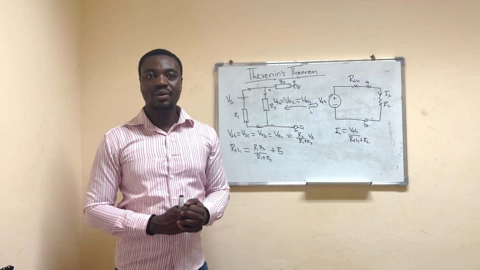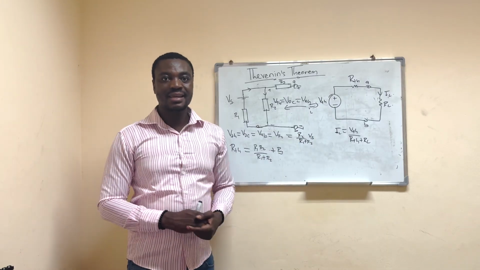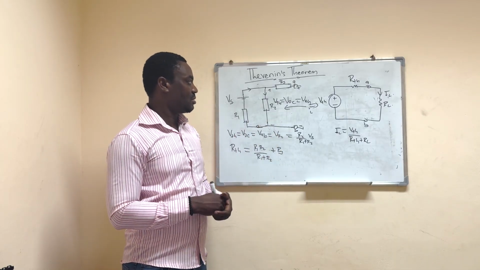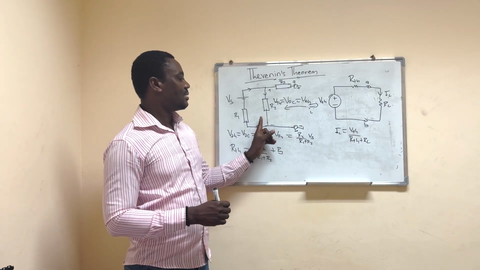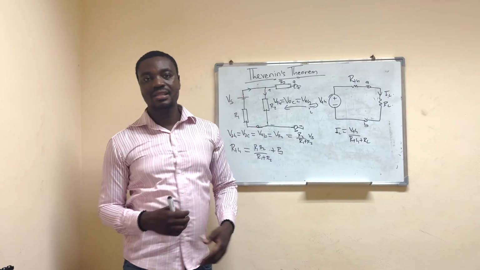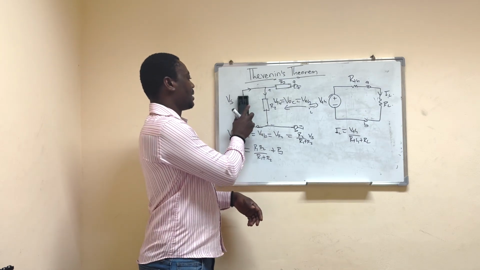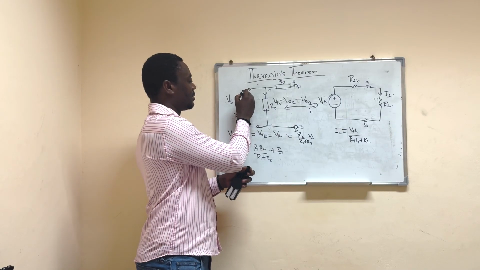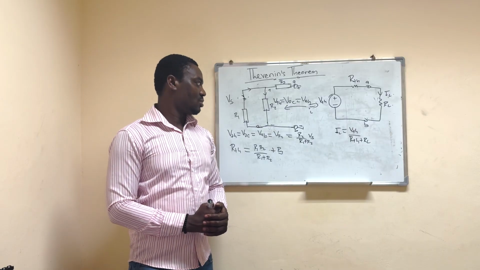Now, when it comes to finding RTH, it is the equivalent resistance of the linear active circuit when all independent sources are turned off. So if you look at our linear active circuit, we can clearly see we have Vs, which is the voltage source. I'm going to turn it off. Here, we short circuit the voltage source by connecting a wire. So I've connected the wire, and the voltage source has now been short circuited.